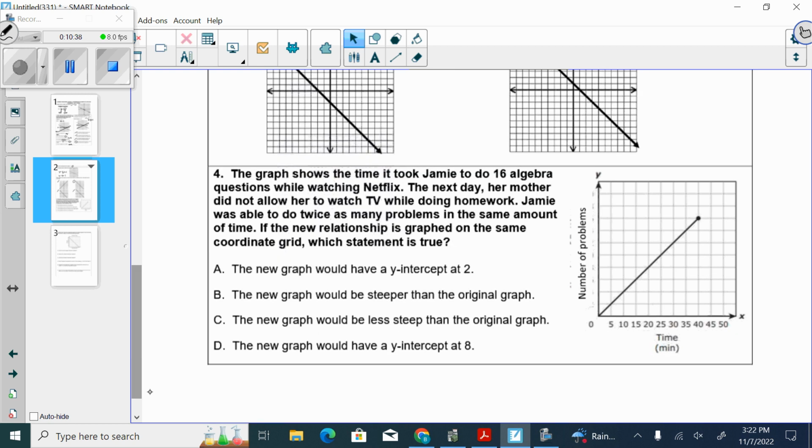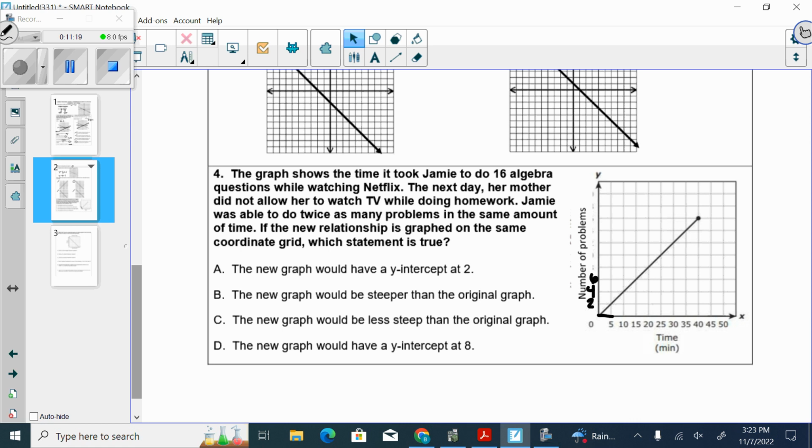Okay, it says that the graph shows the time it took Jamie to do 16 algebra questions while watching Netflix. The next day, her mother did not allow her to watch TV while doing her homework. Jamie was able to do twice as many problems in the same amount of time. If the new relationship is graphed on the same coordinate grid, which statement is true? Okay, so it looks like on here, in 5 minutes, they were able to get to, on y'all's, does it have a number there? Oh, it does? Okay. So these should be going up in increments of 2.